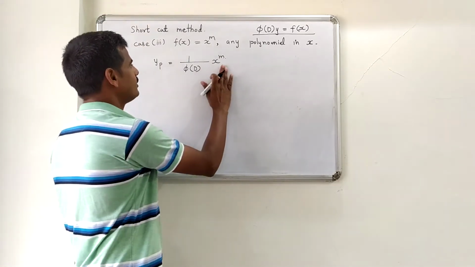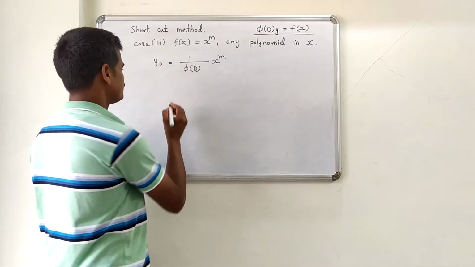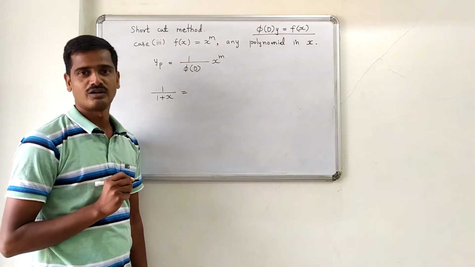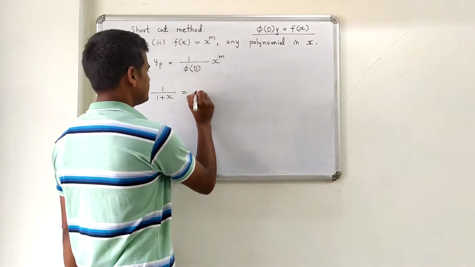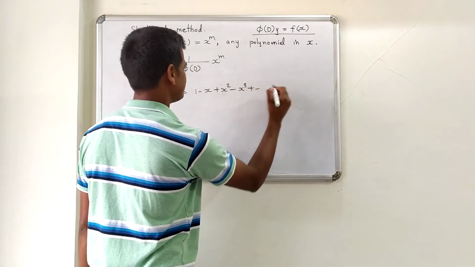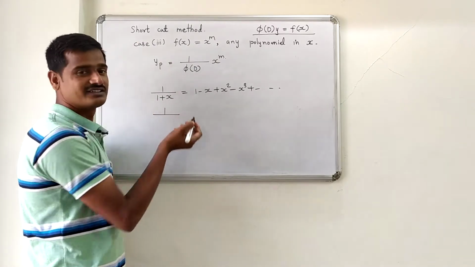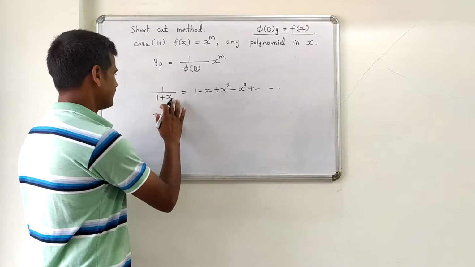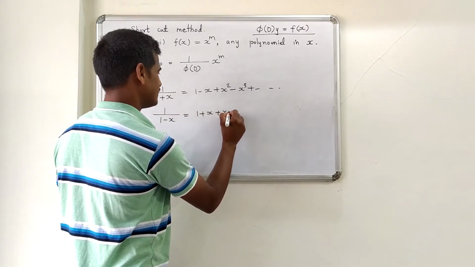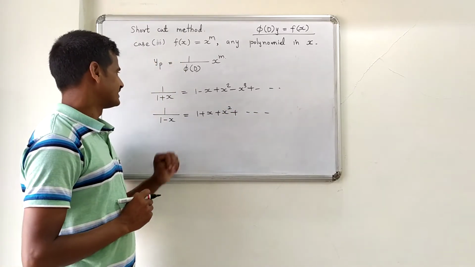Now how to evaluate this case? So let me write two results which are very important. 1 upon 1 plus x. So what is the expansion for 1 upon 1 plus x? It is 1 minus x plus x square minus x cube and so on. And one more result is there. Of course, you can obtain the second result from the first one by replacing x by minus x. So if this is the case, then 1 upon 1 minus x is 1 plus x plus x square and so on. This is the expansion in the second case.